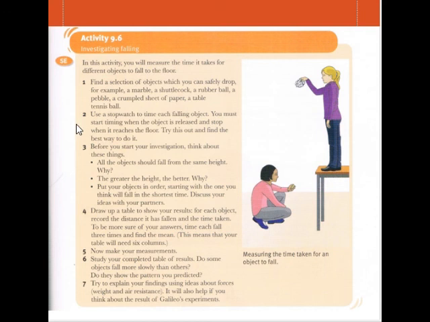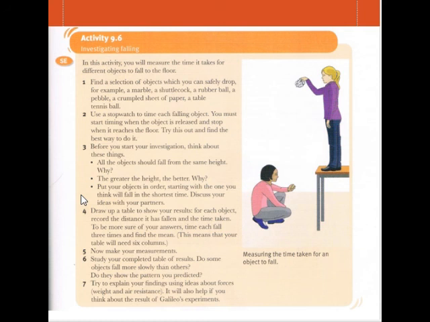Number three, before you start your investigation, think about these things, students. Should all the objects fall from the same height? Why? Then, the greater the height, the better. Why? Next, put your objects in order, starting with the one you think will fall in the shortest time. Then, number four, draw up a table to show your result. For each object, record the distance it has fallen and the time taken.